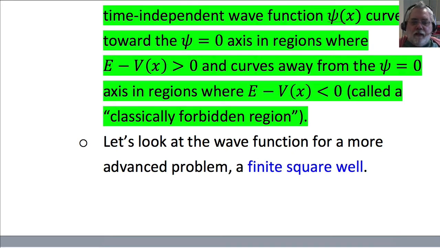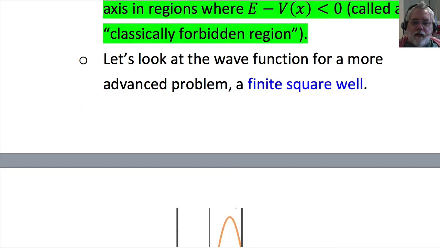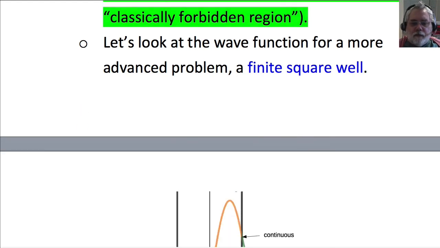So we have not yet seen an example where the energy minus the potential energy is less than 0, but still finite. Let's look at an example for which we have that. Let's look at the wave function for a more advanced problem called a finite square well. We're not going to do the math for this, but we can look at the result.